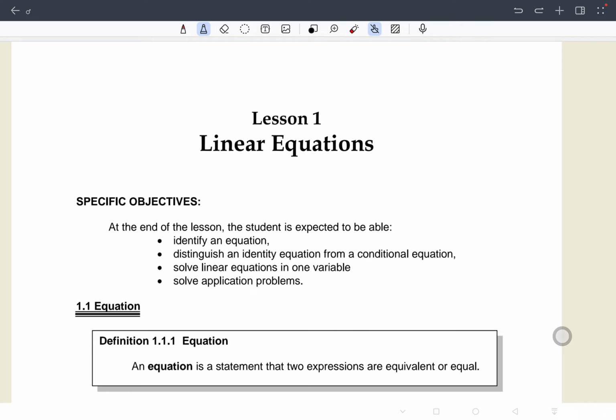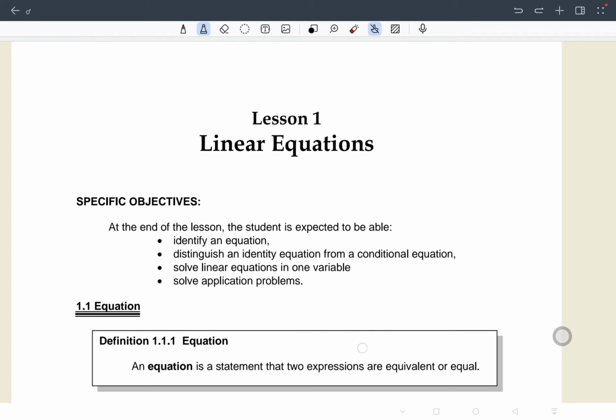So let me just have this recorded lecture for our first lesson in linear algebra, which is linear equation. So this is just an introduction because this lesson will just review you on equations, and this will lead to more basic to more complex principles in linear algebra.